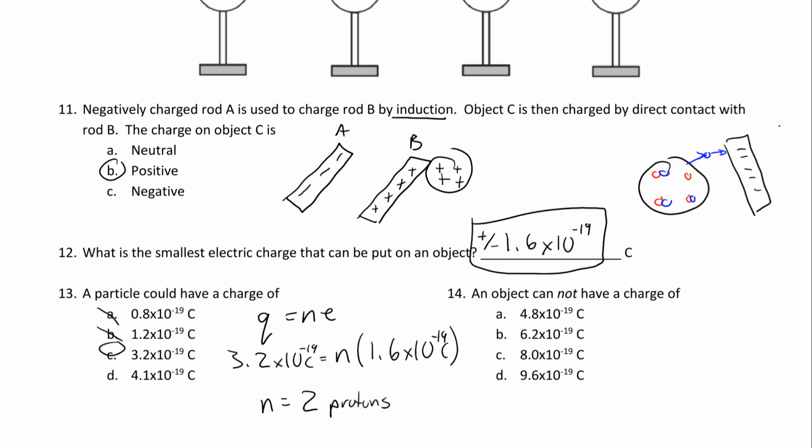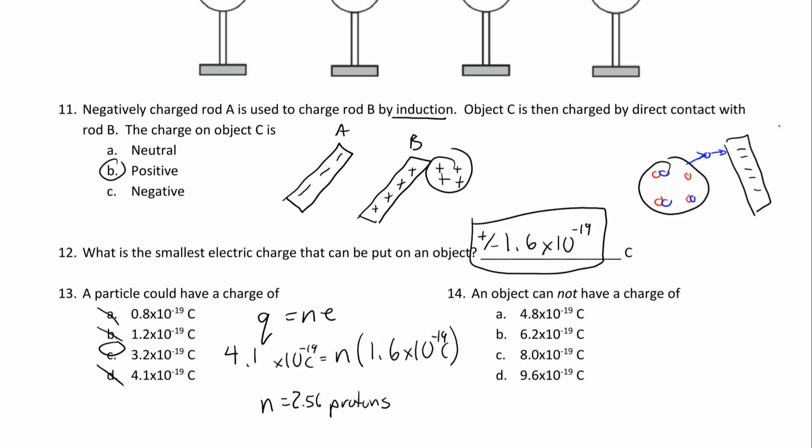That is good. We want a whole number. If you do the same thing, but instead type in 4.1, you get a decimal. It's like 2.56. You can't have 0.56 protons. Are you crazy? You want to split up that proton? That's not a valid amount of charge. All right, so let's see. We want to do the same process here. It says an object cannot have a charge of what?